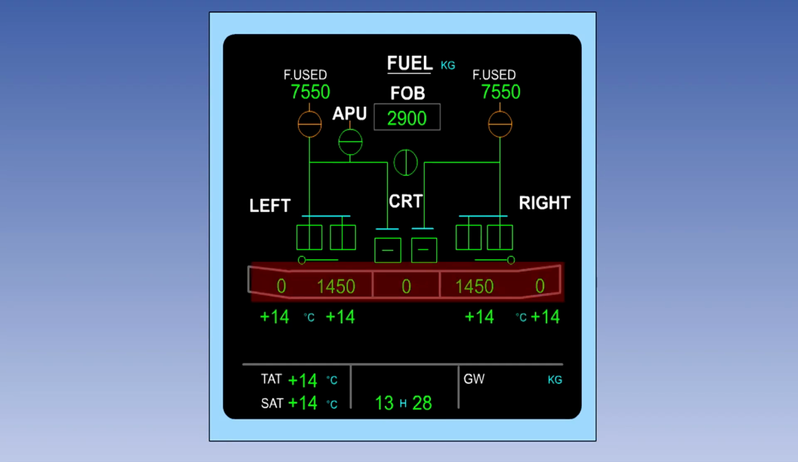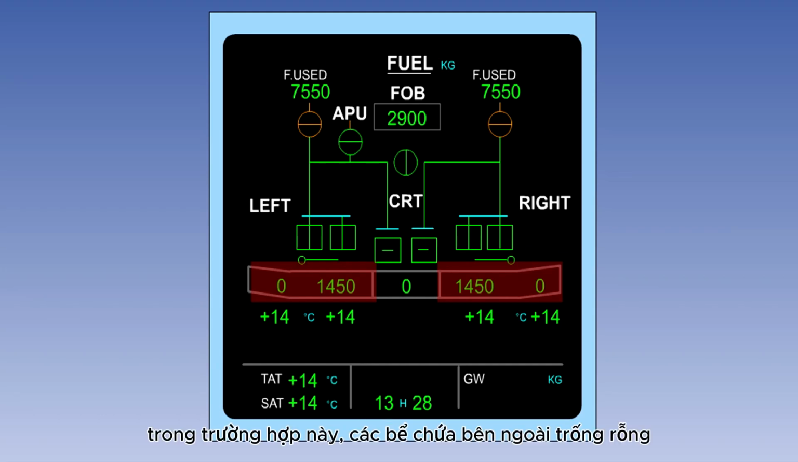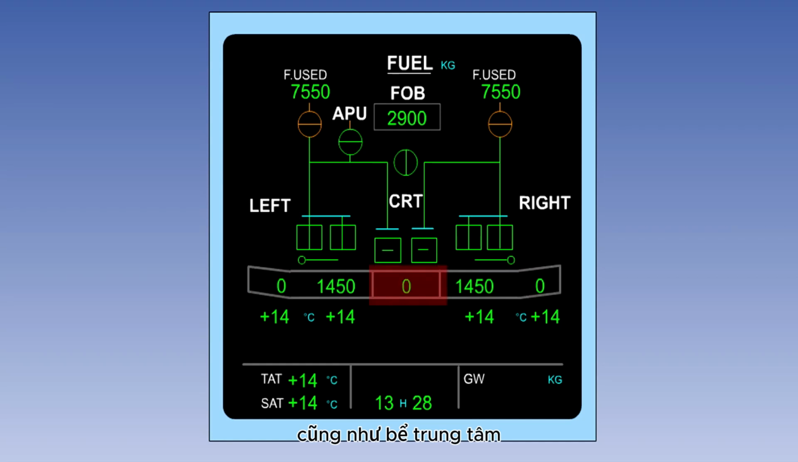The fuel tanks are shown schematically, with the mass of the fuel in each tank being displayed. The wing tanks are split into inboard and outboard sections. In this instance, the outboard tanks are empty, as is the center tank. These symbols are used to indicate the position of the main tank outboard to inboard transfer valves. In this case, they are open. When closed, they look like this.